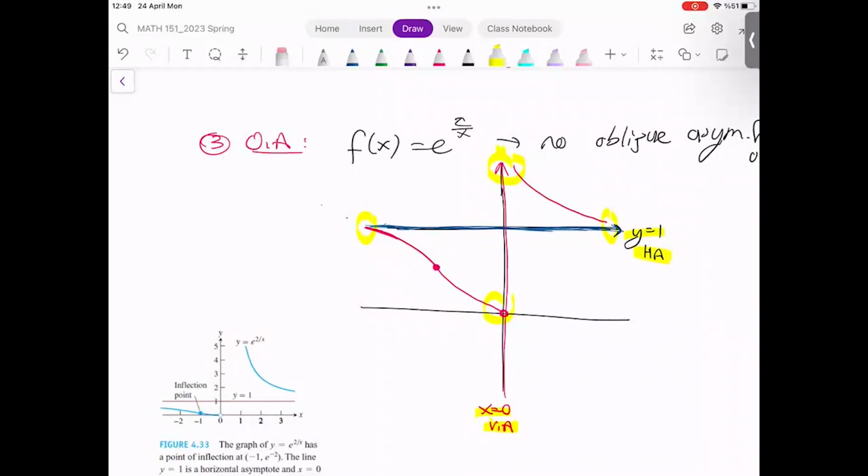There is an inflection point. Let's also indicate that. An inflection point is the point where the concavity changes. Okay. Any question about this graph?